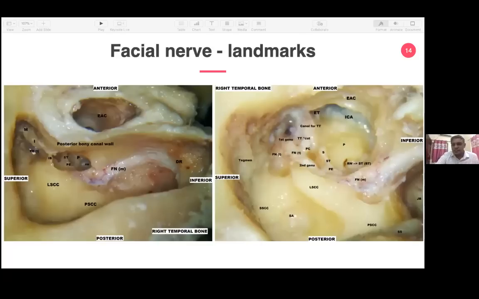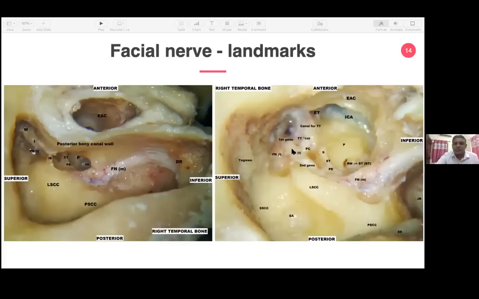So this is the mastoid segment of the facial nerve, and this is the tympanic segment. This is the second genu, the junction between the tympanic segment and the mastoid segment. This second genu portion is posterolateral to the stapes footplate or the oval window area. That is one more landmark.